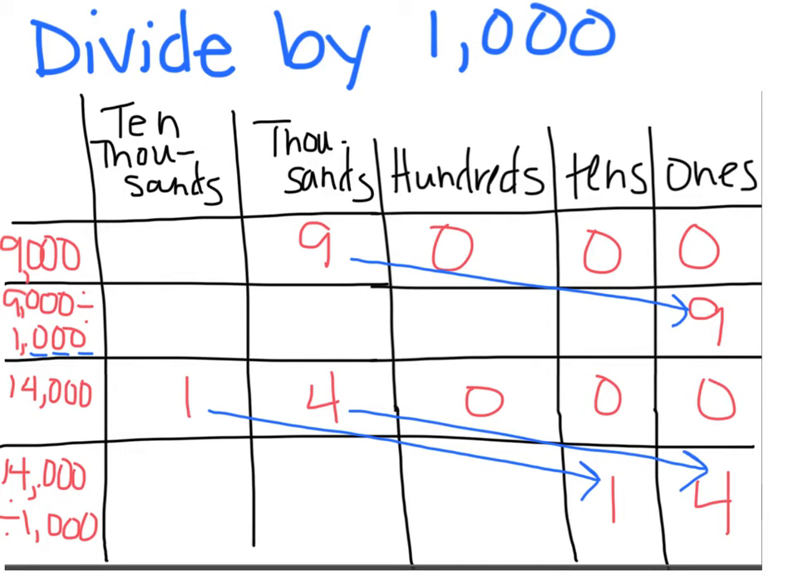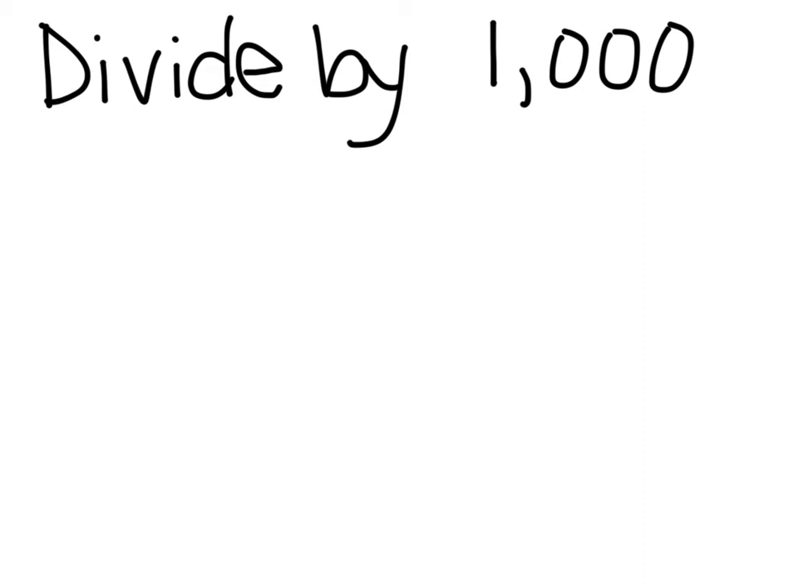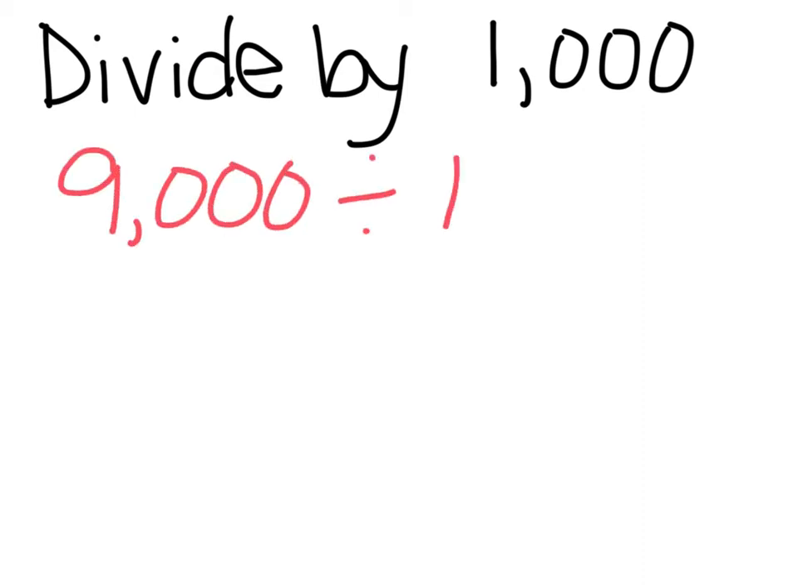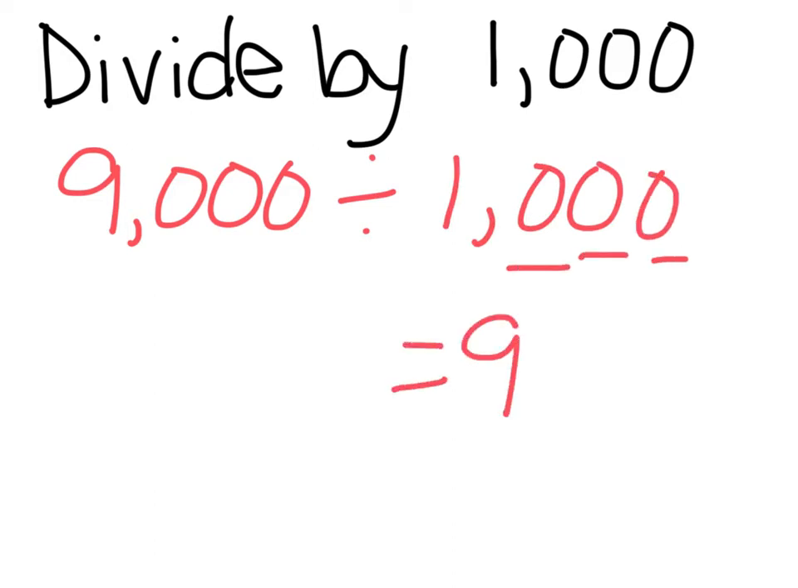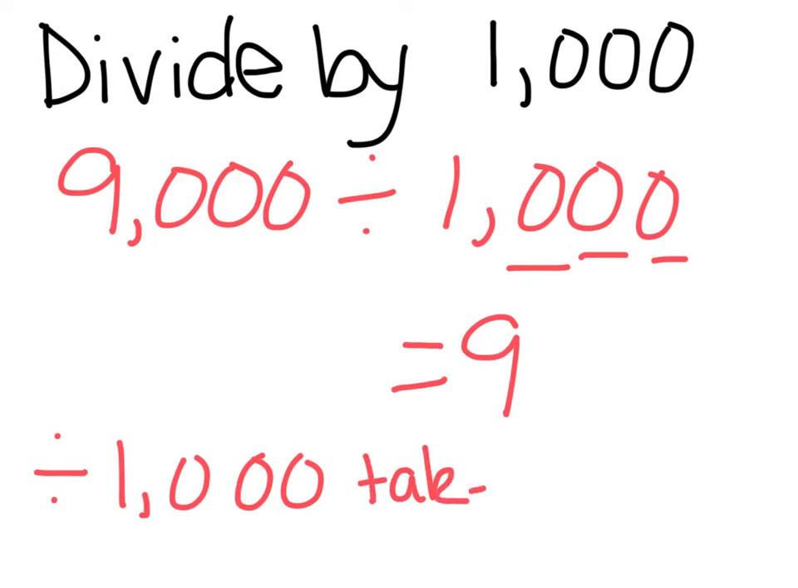So what's our rule when we divide by 1,000? When you divide a number by 1,000, you're removing 3 zeros, 1, 2, 3, from the end of that number to find your answer. So the rule is, when dividing by 1,000, take away 3 zeros.